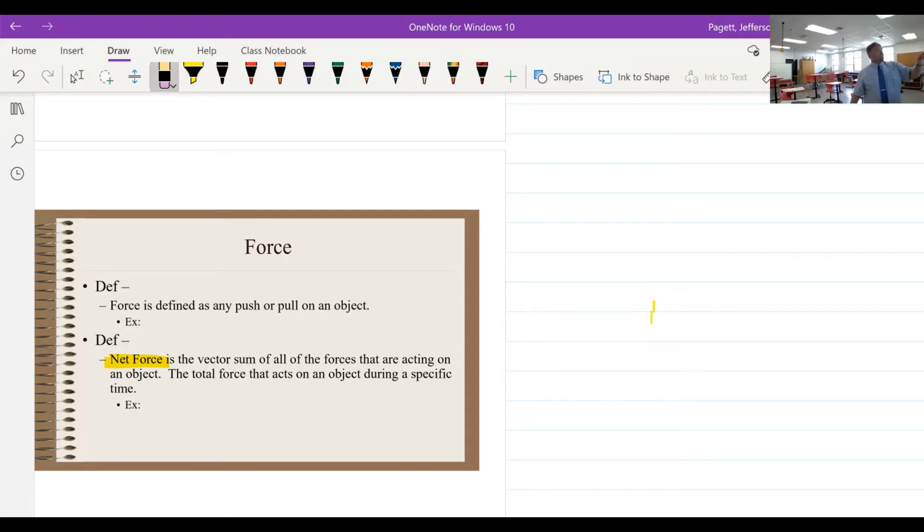Whereas a net force is considered to be the vector sum. So we're back to vectors. We have to be able to add up those vectors. So it's a vector sum of all the forces that are acting on that object, and the total force that acts on an object during a specific time. That force can change as well. So again, highlighting or circling the vector sum of all forces. So we're going to have to recall how to add vectors.